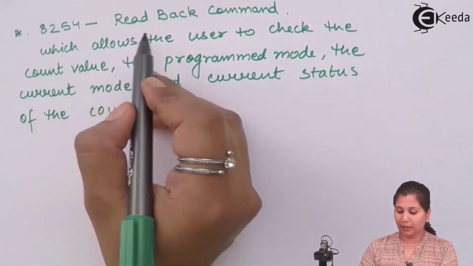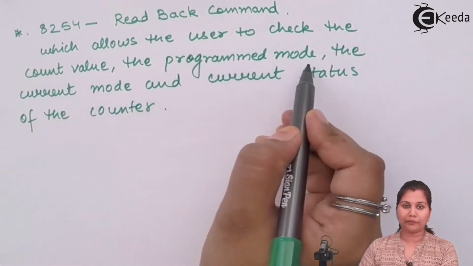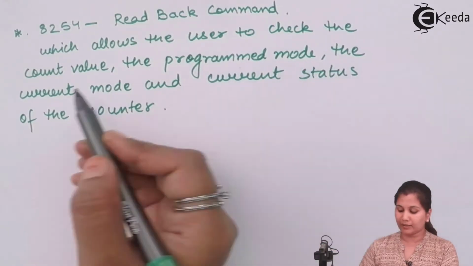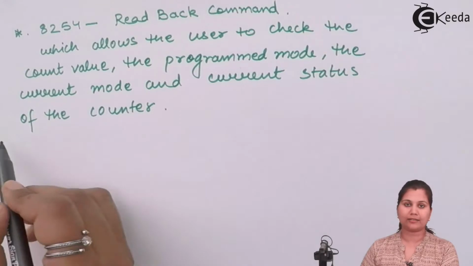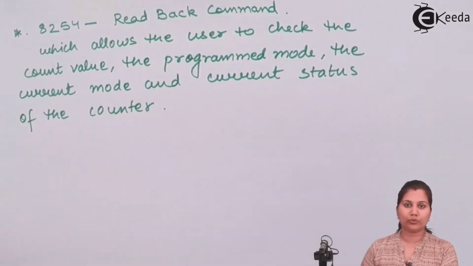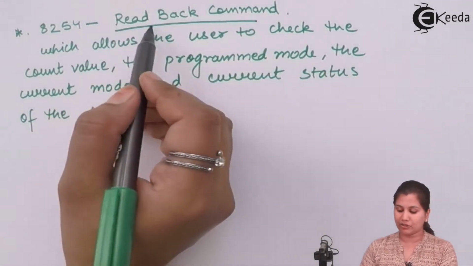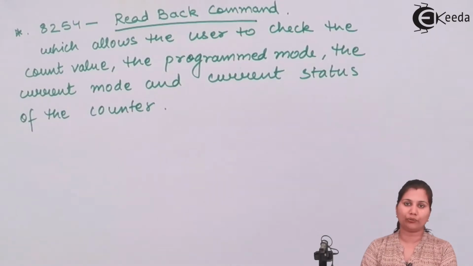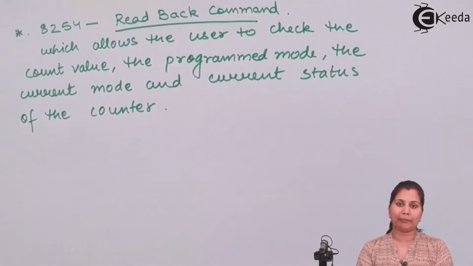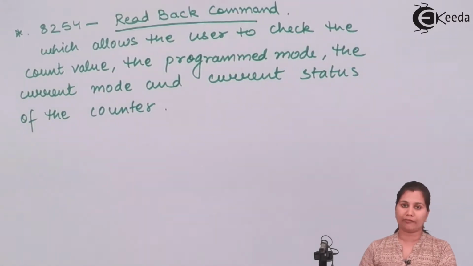So this read back command allows the user to check the count value, the programmed mode that the timer is working in, which of the 6 modes, and the current status of the counter. All these things can be checked by the user at any time using this read back command, and this feature is only available in the 8254 IC. So these were the features of the programmable interval timer ICs 8253 and 8254.